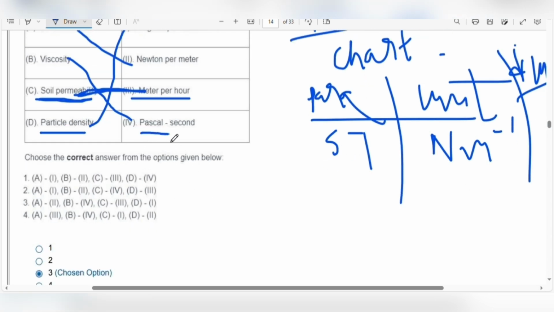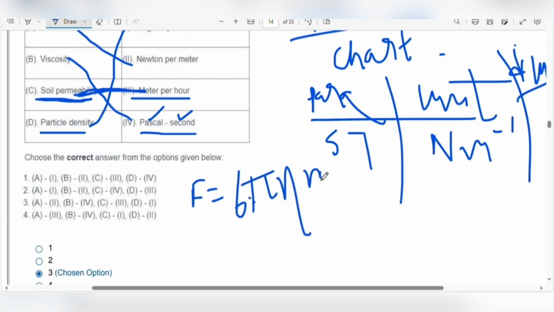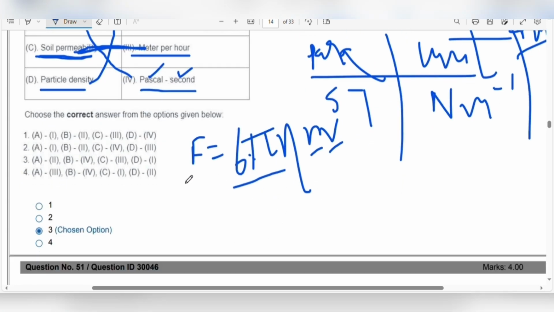The unit of viscosity is Pascal second. This is the SI unit. Pascal is the unit of pressure and second is the unit of time. Pressure into time. If you forget, you can remember it in this way. Viscosity is a force. So force is 6 pi eta r v, where r is the radius, v is the terminal velocity, and 6 and pi are constants.